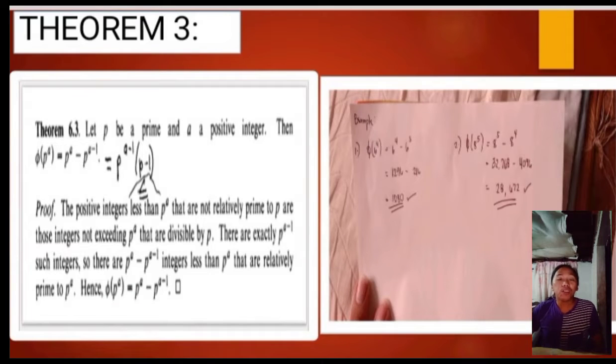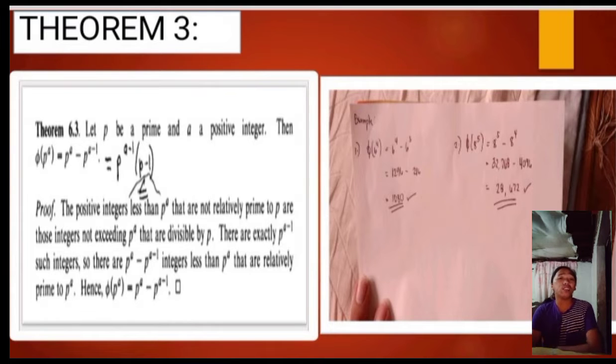And we now find the value of the phi function at prime powers. So we are now in Theorem 3. In Theorem 3, let p be a prime and a a positive integer. Then phi of p raised to a is equal to p raised to a minus p raised to a minus 1, which is equal to p raised to a minus 1.